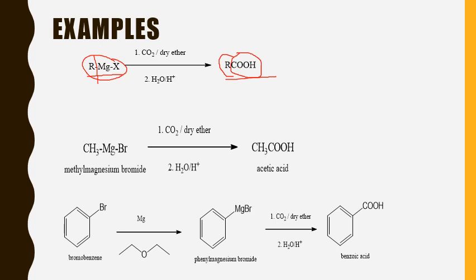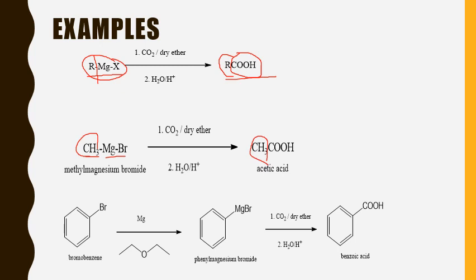So whenever you want to choose the Grignard reagent, first write down the structure of the carboxylic acid which you have to prepare. If I want to prepare acetic acid, which is CH3COOH, my Grignard reagent should contain CH3. So this will be CH3MgBr. Okay, this is called methyl magnesium bromide. This is the methyl group and magnesium bromide, and we know this is acetic acid. So methyl magnesium bromide upon reaction with carbon dioxide in presence of dry ether, followed by hydrolysis in presence of acid, will give you acetic acid.